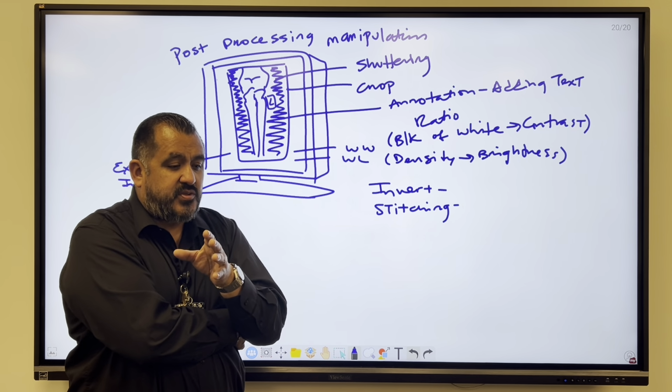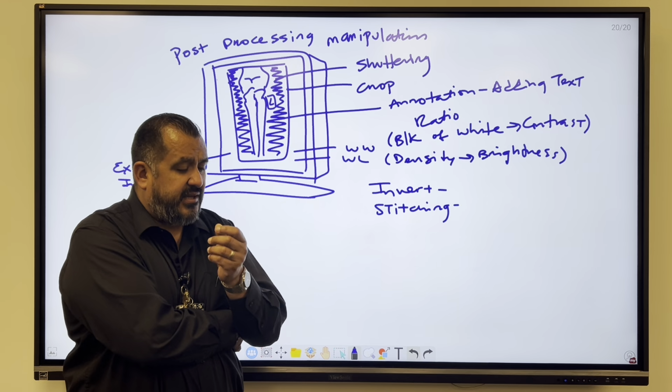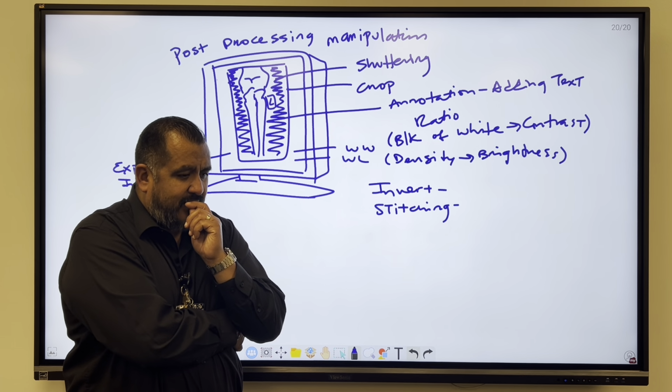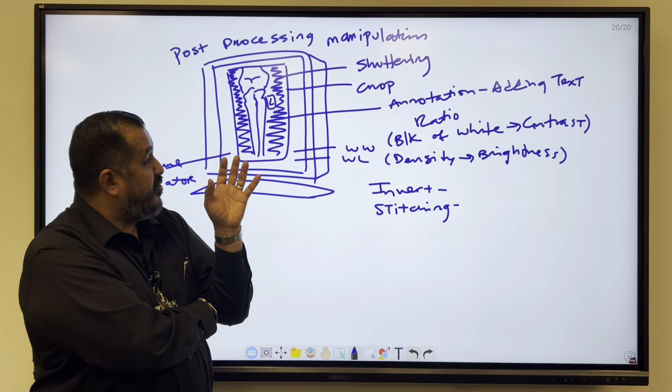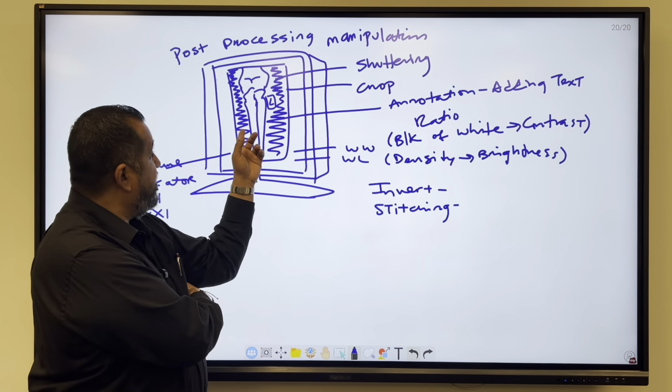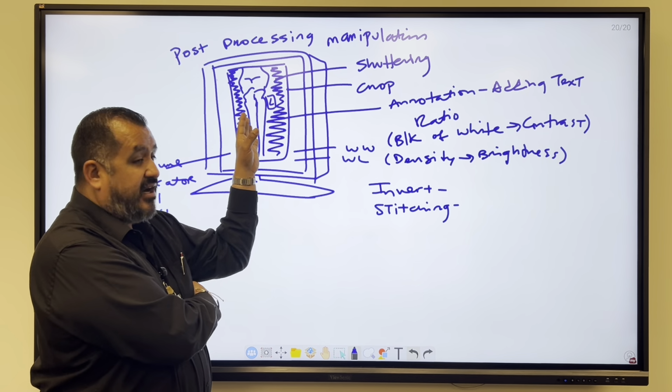But all of that is post-processing manipulation. Now, let's say you critique the image. You look at the exposure, density, the contrast.